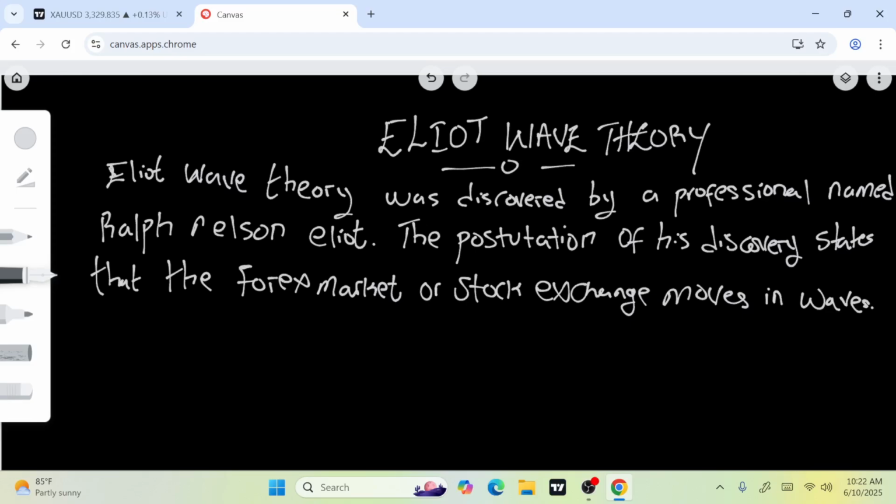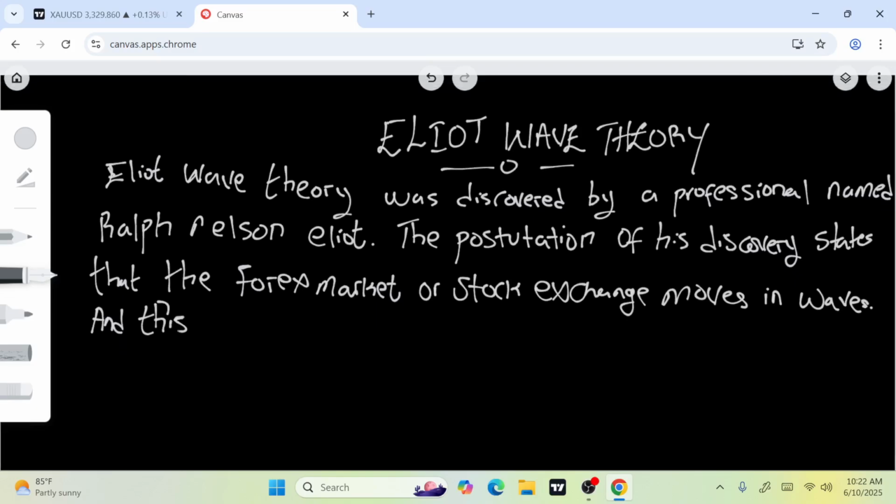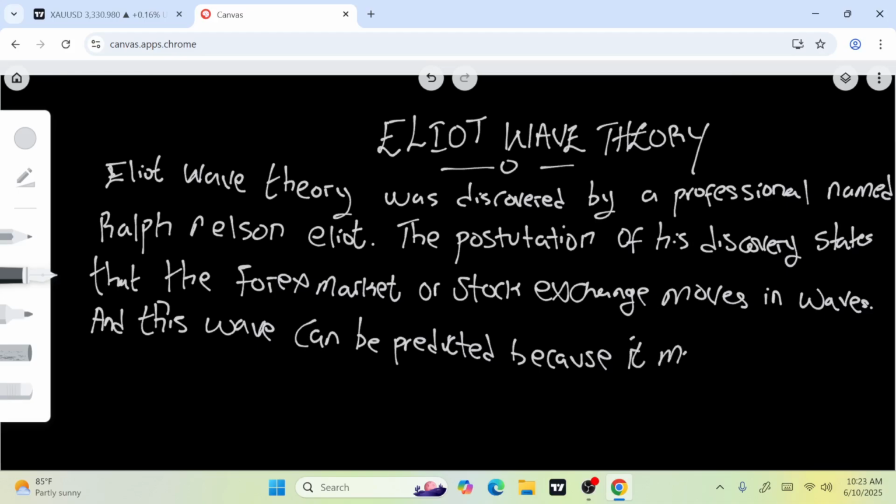And this wave can be predicted. This wave can be predicted because it moves in a repetitive pattern.